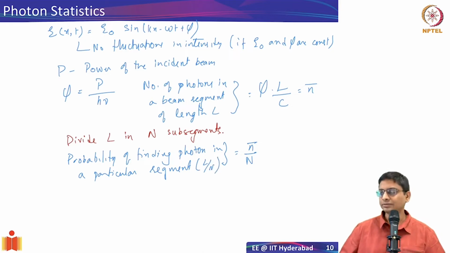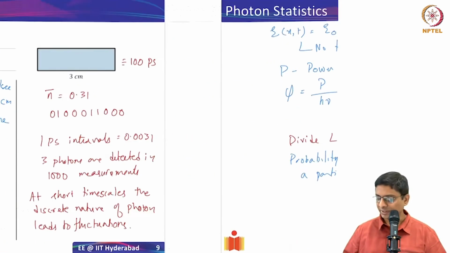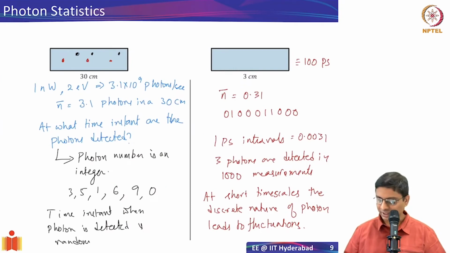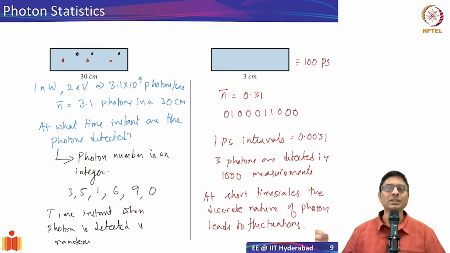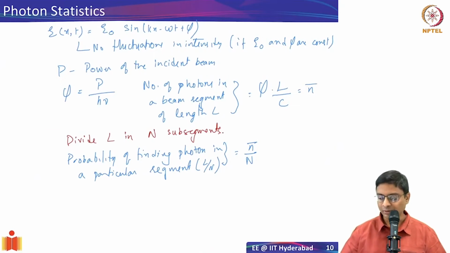Now we can write out the probability of finding n photons in a particular segment. In the previous case, we said you can have a scenario where in a particular segment you have 3 or 5 or 1 or 6, various numbers of photons coming in. So what is the probability of finding n photons in a particular segment?